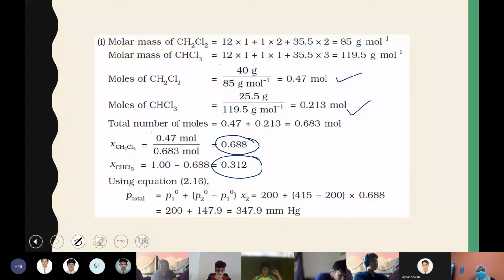Ma'am, we do 1 minus 0.688, from where is that 0.688? Because the total of the mole fractions is equal to unity. So two components are there. If you take it as 0.213, then you will get 0.312 or 0.313.